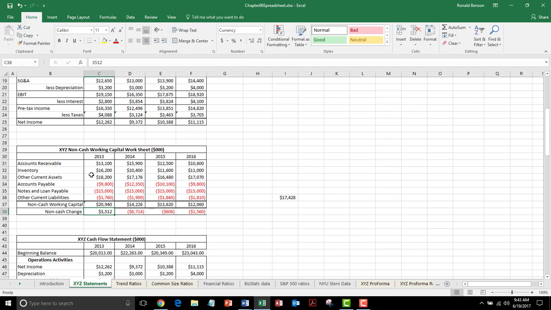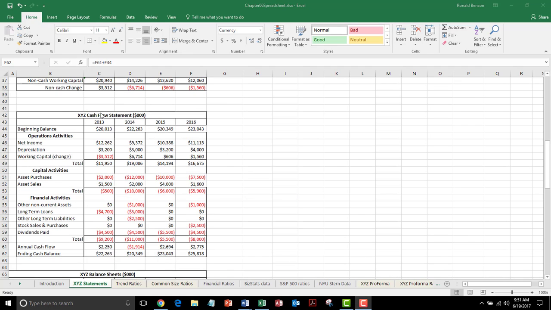Let's assume that the ending cash in 2012 was 17,428, and so the change is the difference between 20,940 and 17,428, or 3,512. The non-cash change in 2014 would be the total 14,226 minus 20,940. So the non-cash working capital went down by 6,714, and the same calculations apply for these. And that is the working capital spreadsheet.